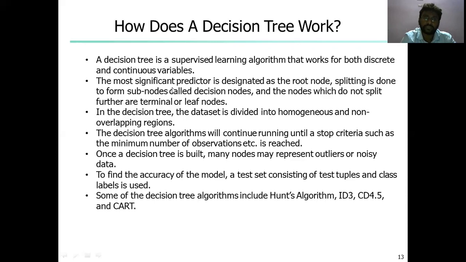Here we are using one method, that is the tree pruning method, where the unwanted or noisy data will be removed by using the tree pruning. With this tree pruning, the accuracy of the classification model will increase.